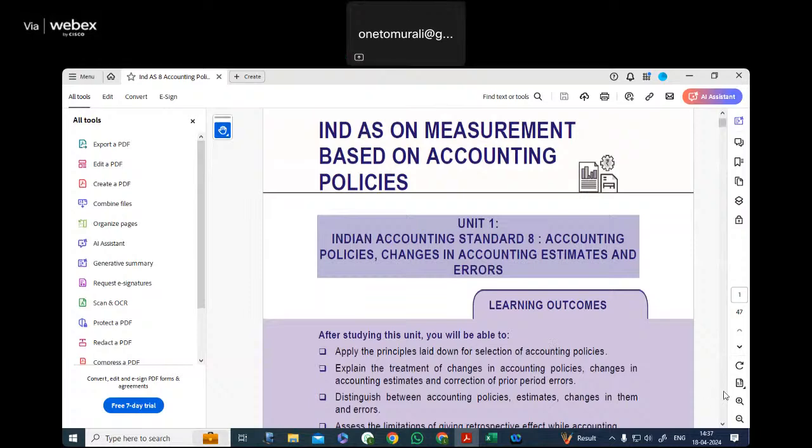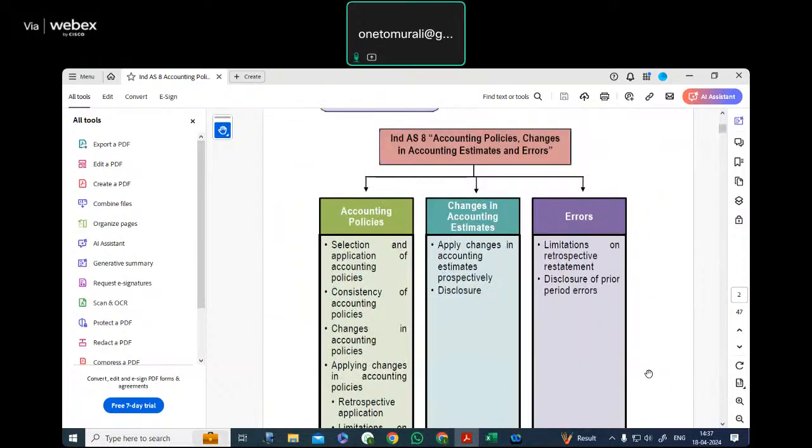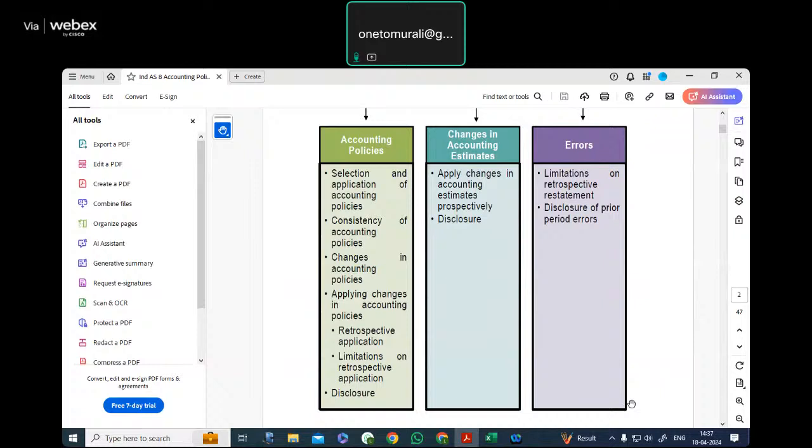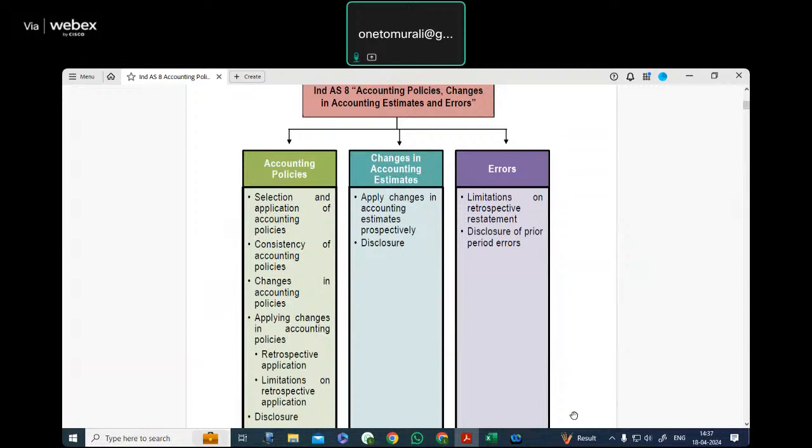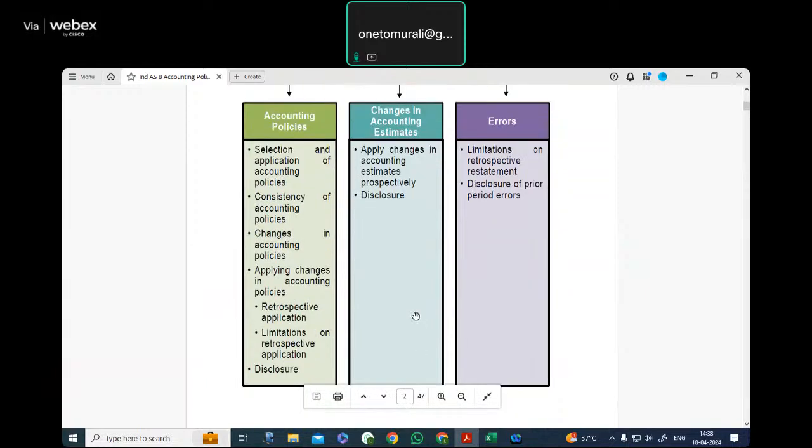What exactly is the main area that we have got to take up? Here in our institute study material itself, they have mentioned that accounting policy would mean selection and application of accounting policy, consistency, application of changes with retrospective application, and a limitation in retrospective application and disclosure. Changes in accounting estimates, apply only on a prospective basis. Errors, limitation on retrospective restatement, disclosure of prior period errors. So these are the areas that we cover.